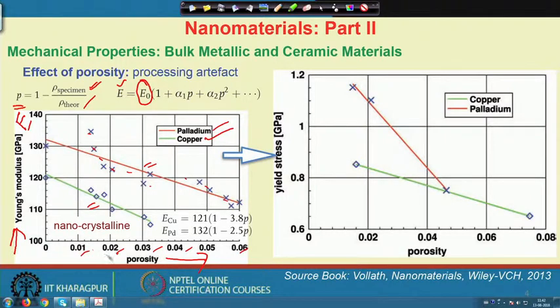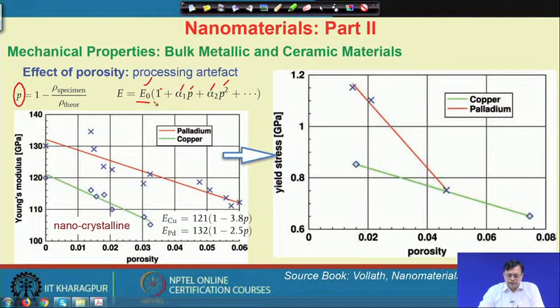So, even 1 or 2% porosity can decrease the Young's modulus to a much lower value than the theoretical one, where the theoretical one was 130, and if you have 3% then it goes to 120. This is because of the porosity, and one can fit a straight line or a nonlinear curve which follows an equation: the theoretical Young's modulus multiplied by 1 plus alpha 1, a constant, multiplied by the percentage porosity, plus alpha 2 P square and so on. So, this is how the porosity scales the Young's modulus.